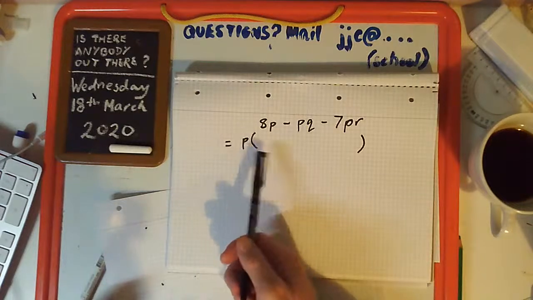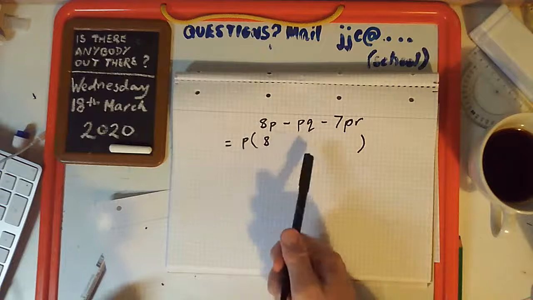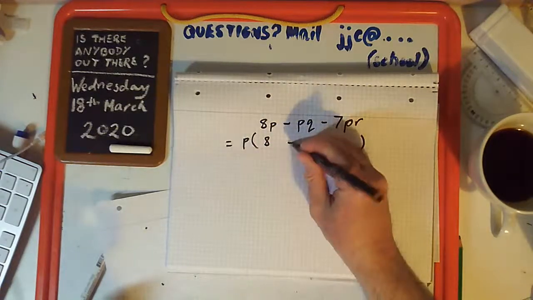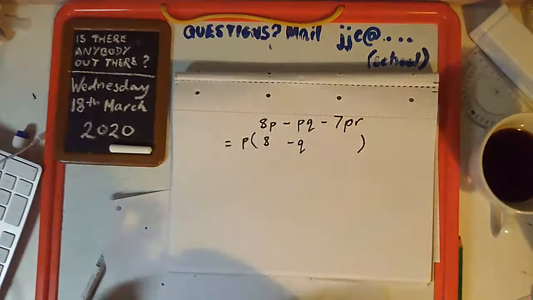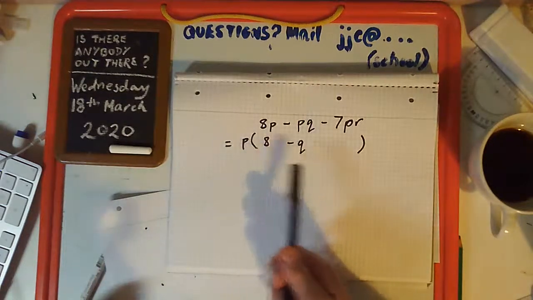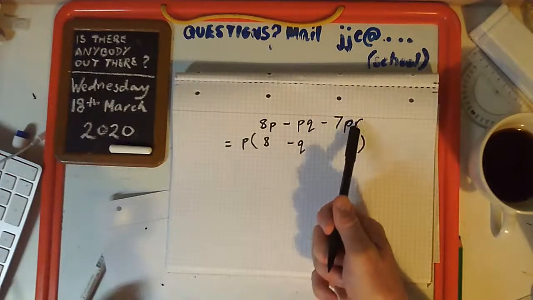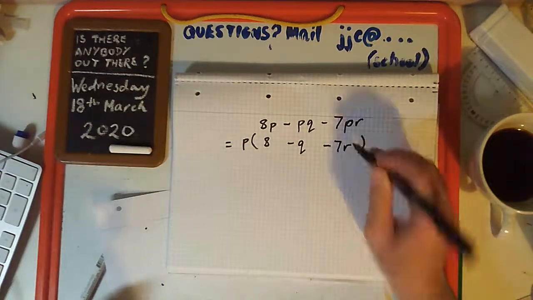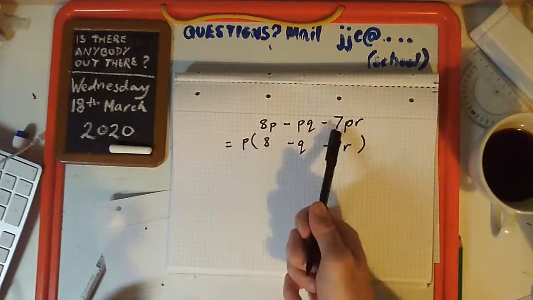So P times what will give me 8P, that's an 8. P times what will give me the minus PQ. So minus Q there, P times minus Q will give me the minus PQ. And then P times what will give me the minus 7PR. So P times minus 7R will give me minus 7PR.